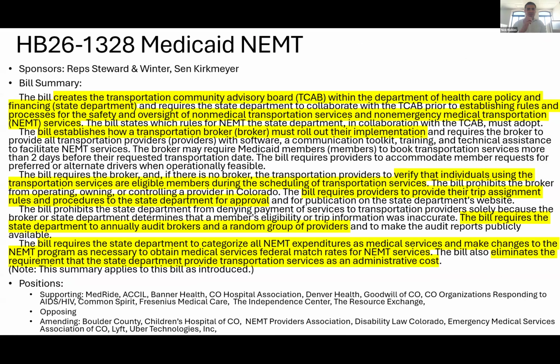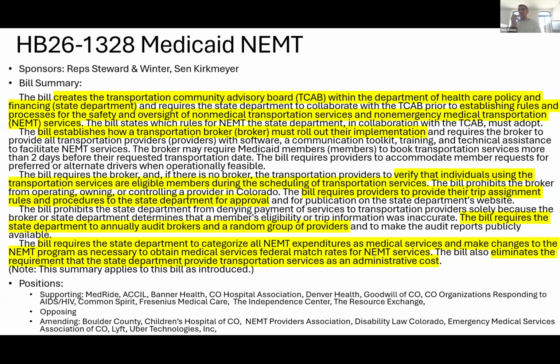Okay. All right, and apologies for having so much content on these slides, but I just wanted to use the wording from either the fiscal note or the bill summary itself. But yes, this bill addresses NEMT, non-emergency medical transportation services. So this bill would create a community advisory board within HCPF, and that will establish rules and processes for the safety and oversight of non-medical transportation services and NEMT services. It'll establish how a transportation broker must roll out their implementation, among a few other things. And of course, I'm just speaking of some of the highlights of this bill.